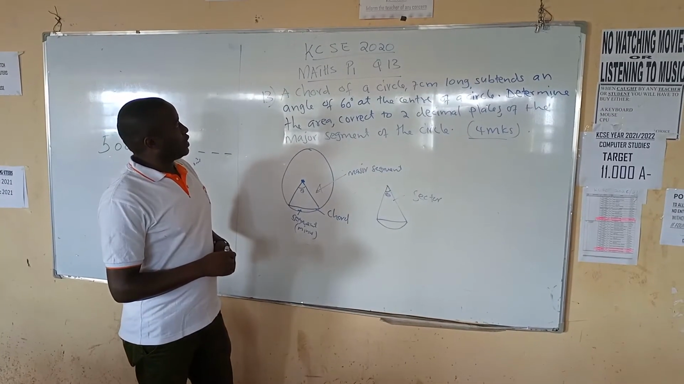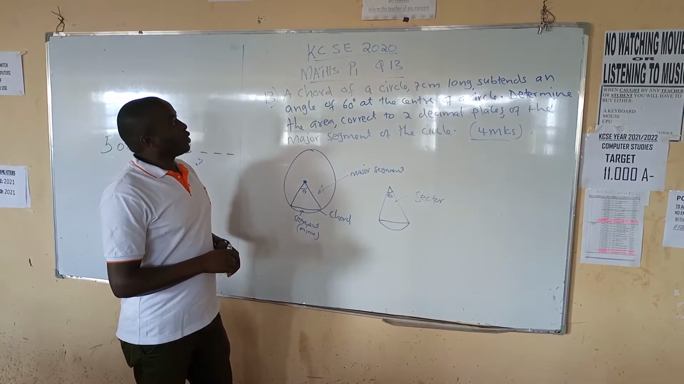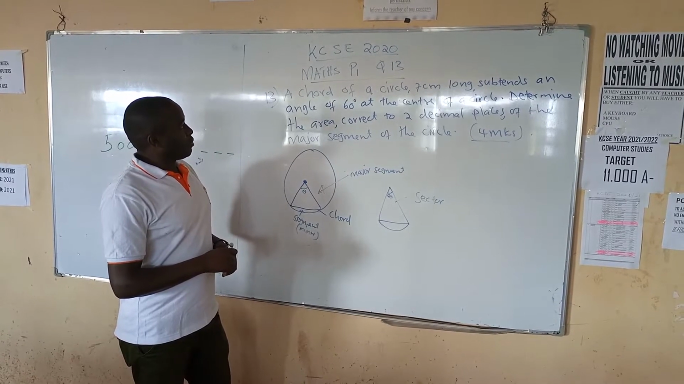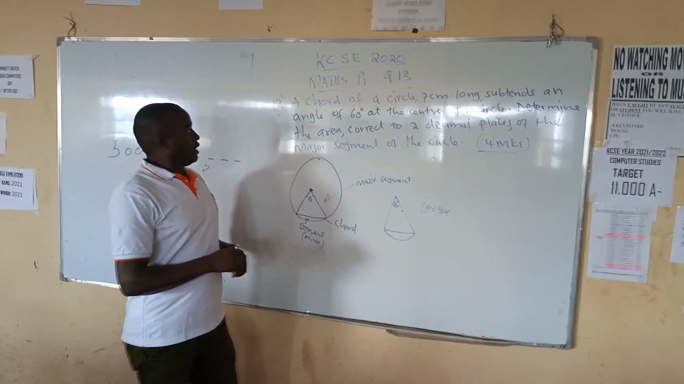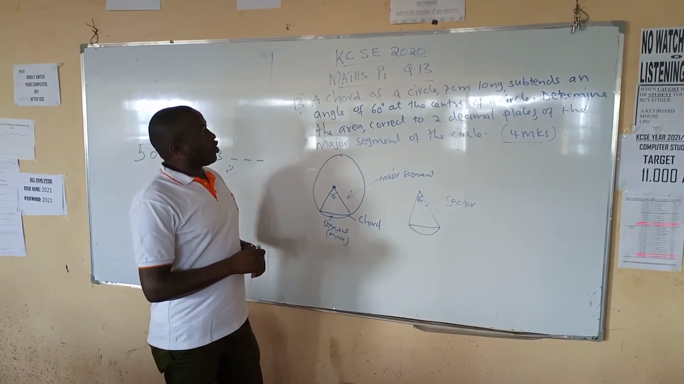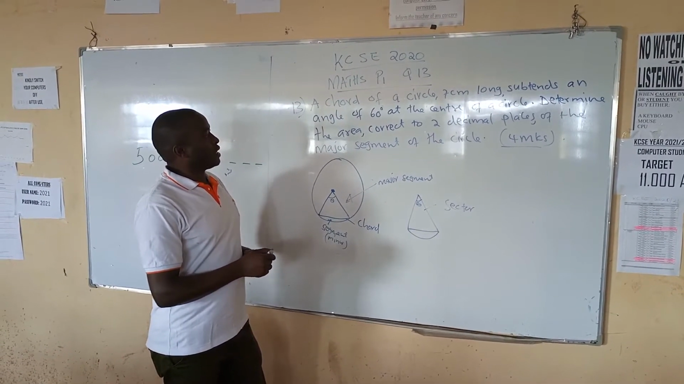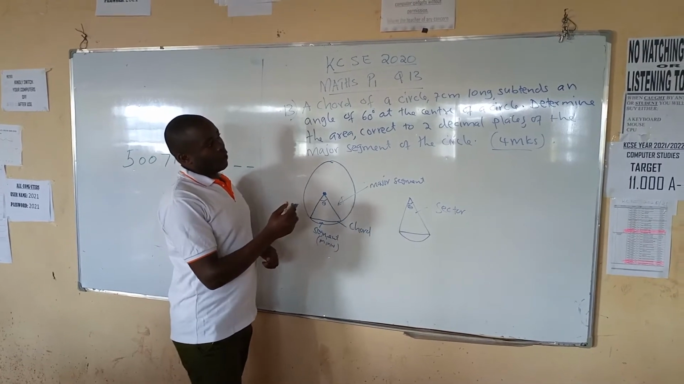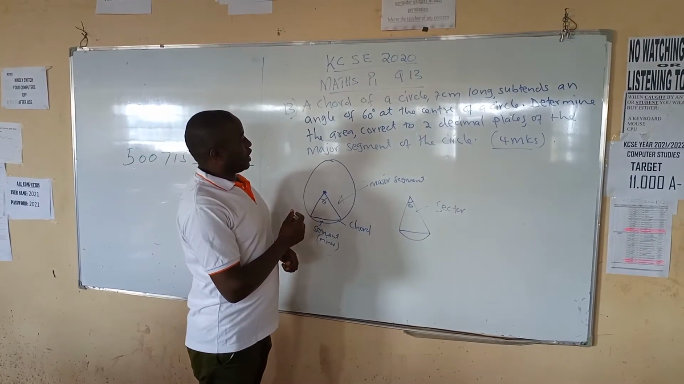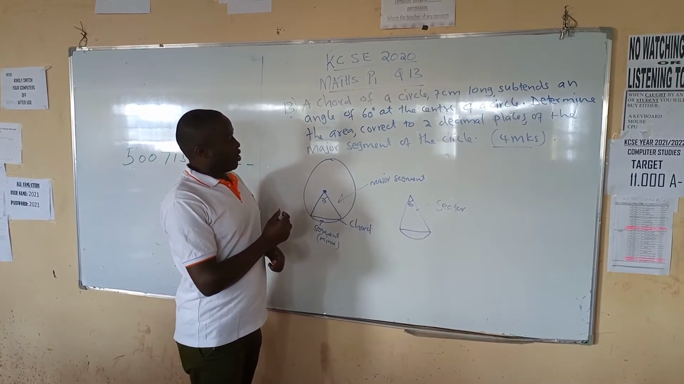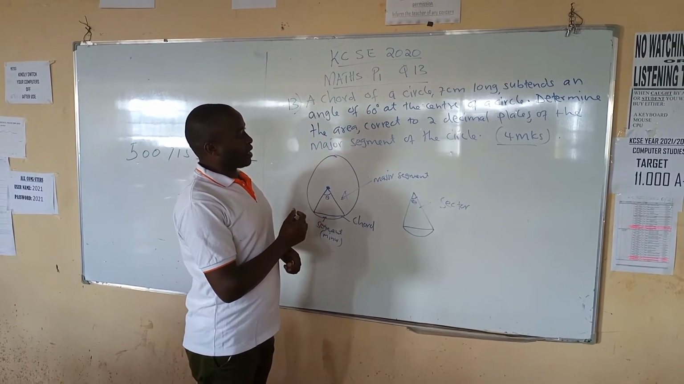Welcome to this tutorial. I'm going to explain KCSE 2020 Maths Paper 1, question number 13. The question read: a chord of a circle 7 cm long subtends an angle of 60 degrees at the center of a circle. Determine the area, correct to two decimal places, of the major segment of the circle.